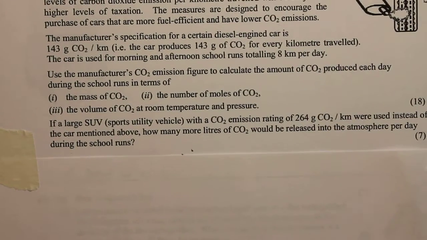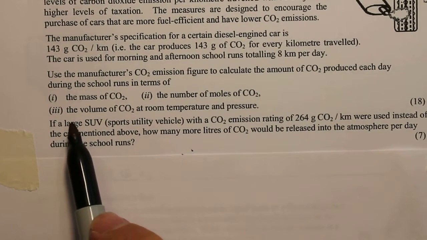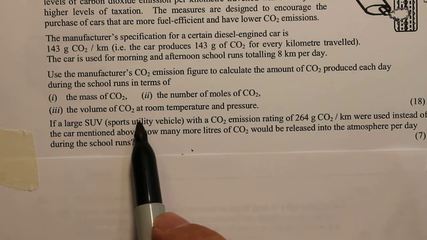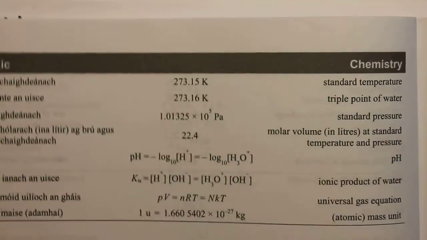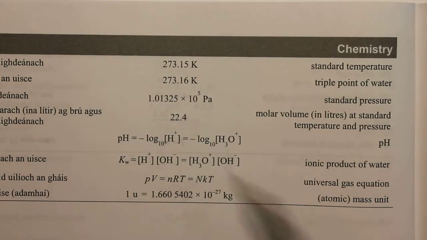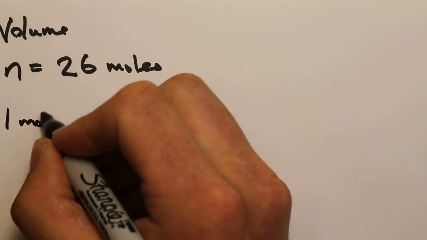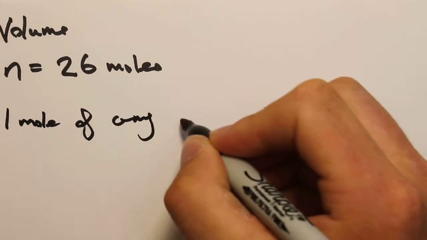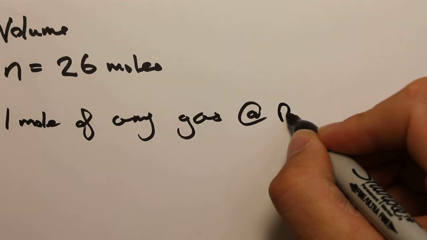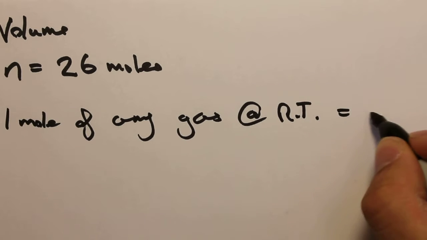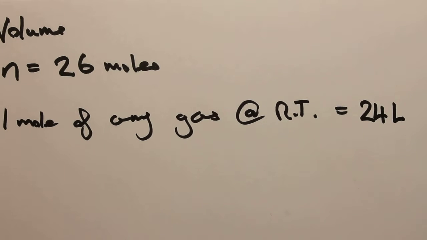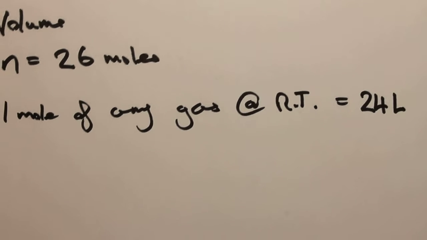But hold on a second. In our question, we're asked for the volume of CO2 at room temperature and pressure. So we can't use our 22.4 litres because that's standard temperature and pressure. This is something that unfortunately we just have to remember. So 1 mole of any gas at room temperature is equal to 24 litres, not 22.4 litres at standard temperature and pressure.